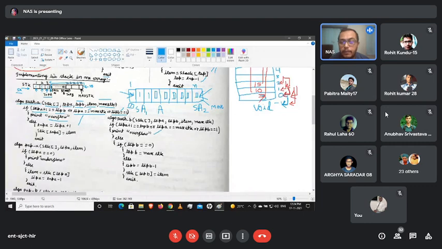If top B is showing at the 0th position, what will happen? The first item, obviously this one is our 0th position. If top B is showing at 0th position, the first item will be inserted at the max stack position. So that's why top B equals max stack.